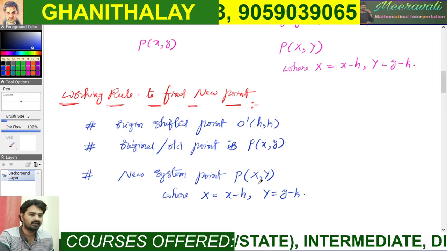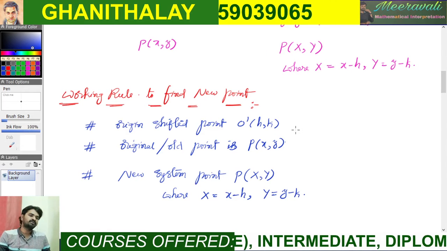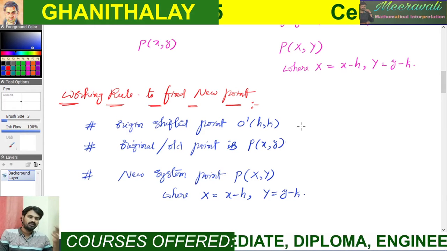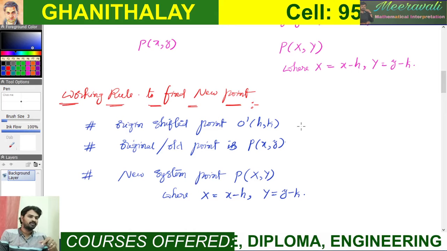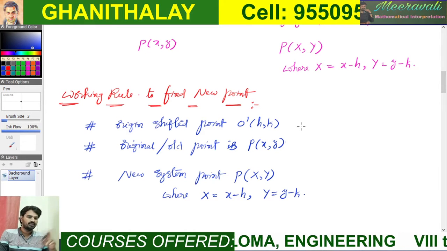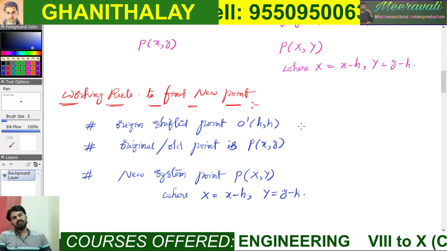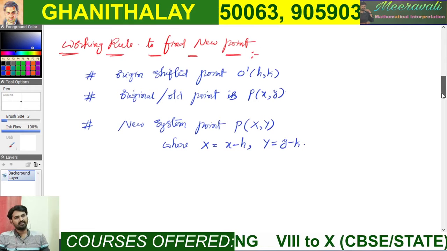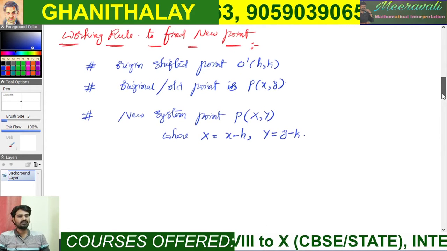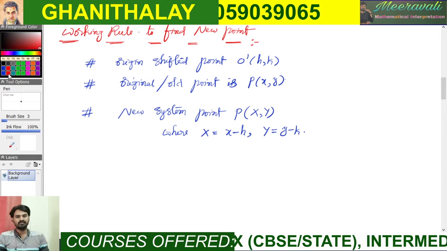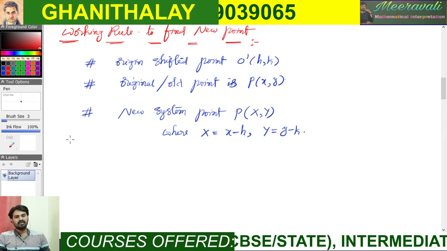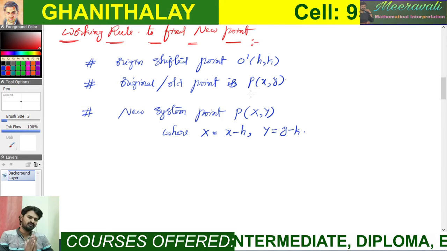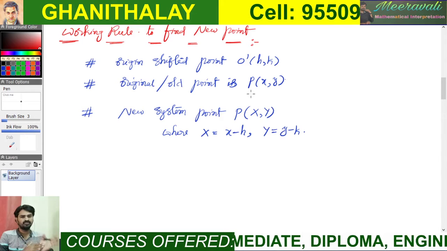Anything means here, old system and origin shifted point is given, you can find the new system point. New system point and origin shifted point will be given, you should also find out the world system point. World system, new system point both are given, you can find out origin shifted point. Okay, this is finding the coordinates of the point in the world system and new system. Okay, now I am going to write the change of the coordinates in the world system to new system of a point.